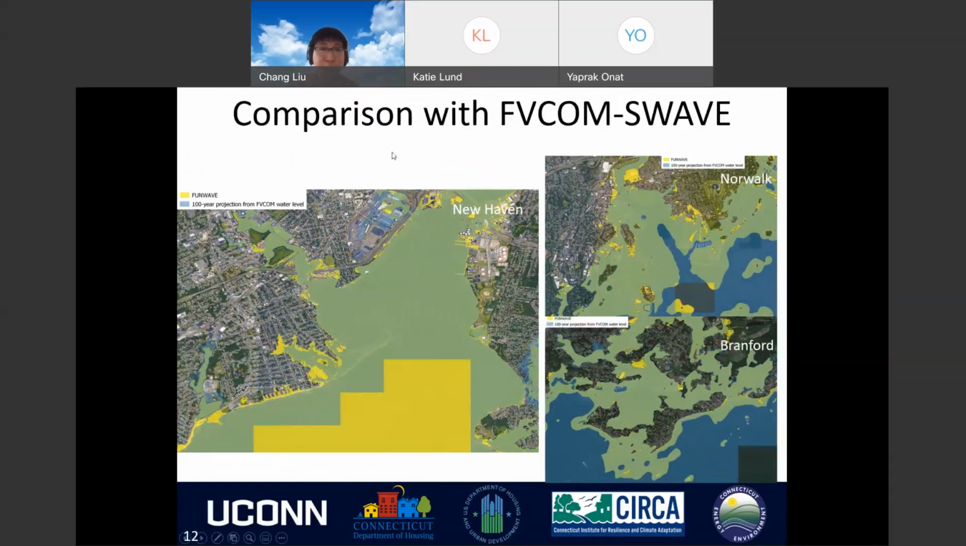And thirdly, we compare with our own FVCOM-SWAVE results here. The FUNWAVE is red and the blue is the FVCOM 100-year maps.